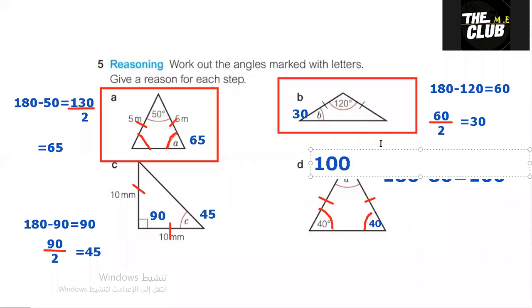And this is how you answer a question like this. As I told you, first, if you know the angle on top, you can subtract from 180 and then divide by 2. But if you know the angle in the base or the bottom, you just put the same angle, add them, and then subtract them from 180, you will get the angle on top. And this is how you answer a question like this.